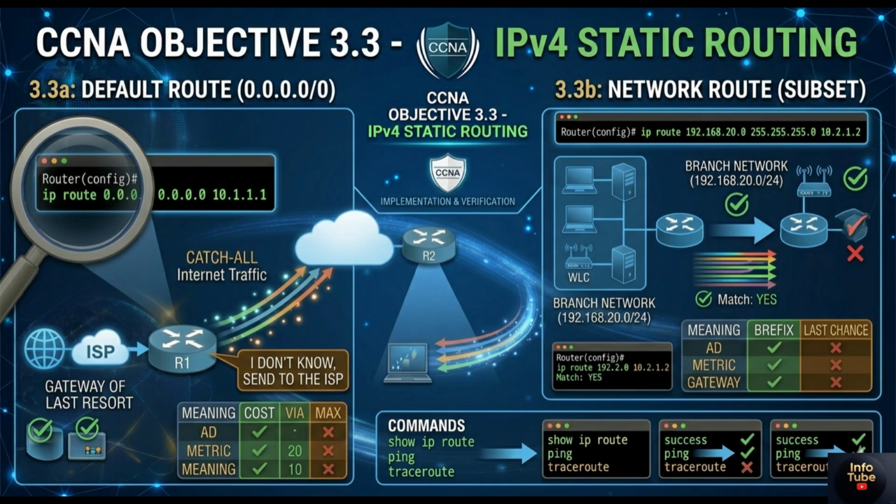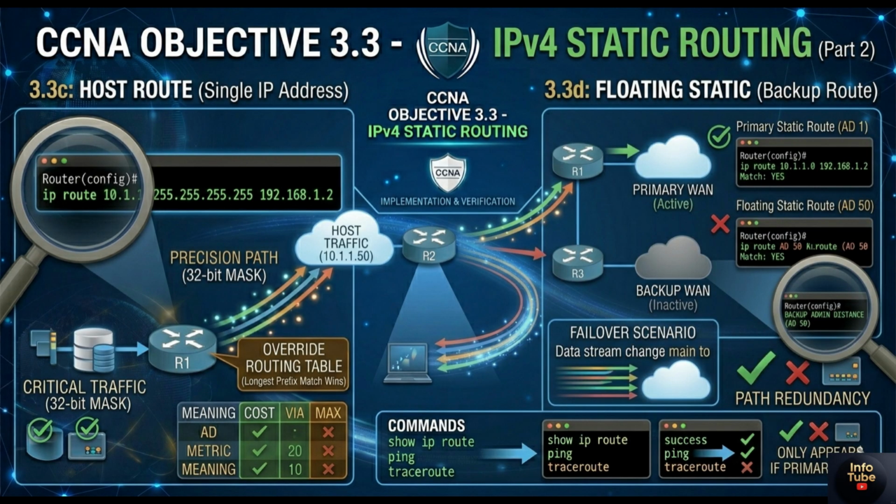3.3c, Host Route, the address sign. A host route is the most specific type of route possible. It points to one and only one specific IP address. In networking, we use a 32-bit mask, 255.255.255.255, for this. Because it is the most specific, it will always win the longest prefix match battle we talked about earlier. You use host routes when you need to force traffic for a critical server like a database or a security appliance to take a very specific path, regardless of what the other routes say.